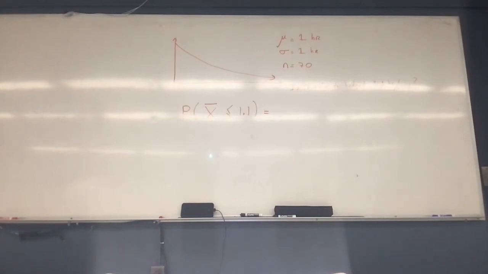My sigma is not 1, that was the original 1. But now it's 1 over the square root of 70.